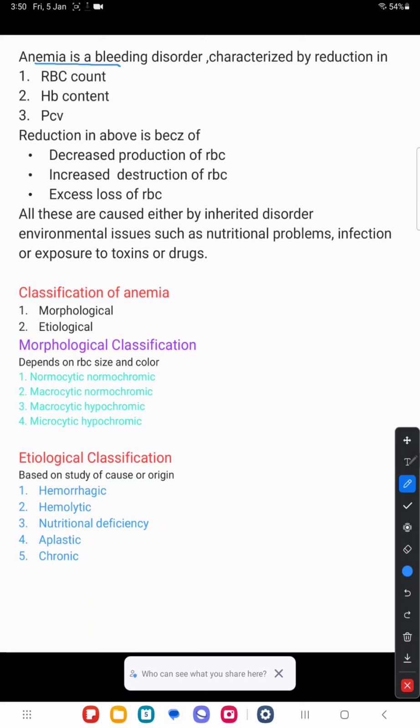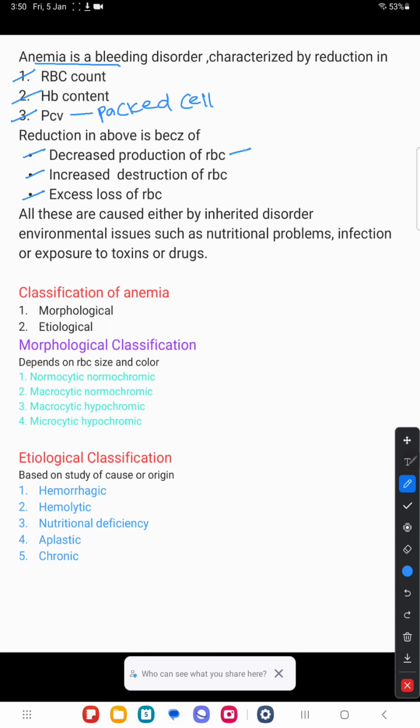Anemia is a blood disorder characterized by reduction in RBC count, HB content, and PCV, which means packed cell volume. If these three contents are decreased in our body, we call it anemia. How are these three contents decreased? Due to decreased production of RBC, increased destruction of RBC, and excess loss of RBC.